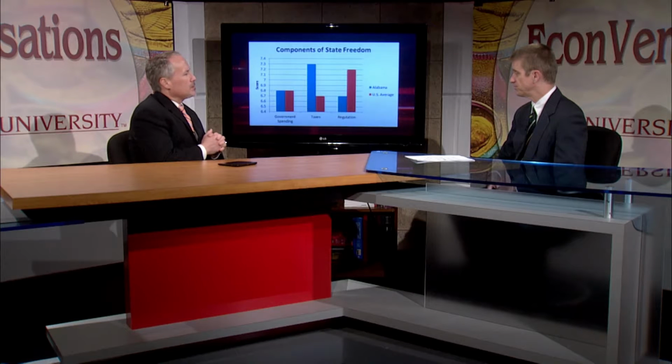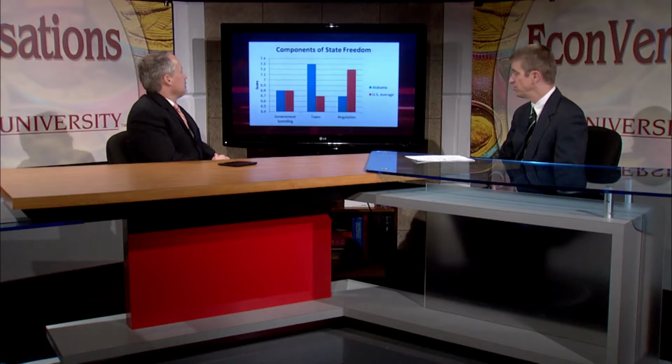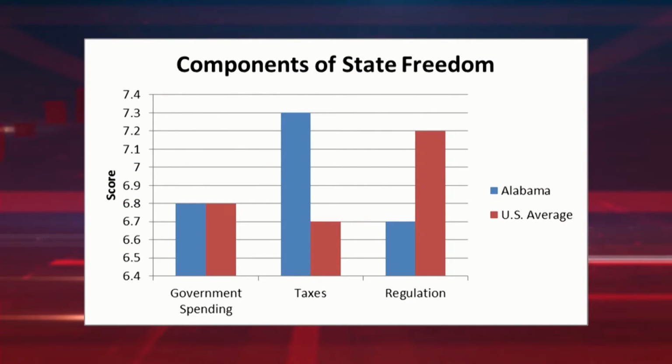Here's a good example for the state of Alabama, where the blue column there is Alabama's score in the most recent report, and the red is the U.S. average. If you look at the government spending score, they're right in the middle of the pack, right at the U.S. average. Whereas on taxes, they actually do much better, in part because although you do have an income tax here, the rate is quite low, and the amount of revenue brought in is quite low relative to most other states with income taxes.